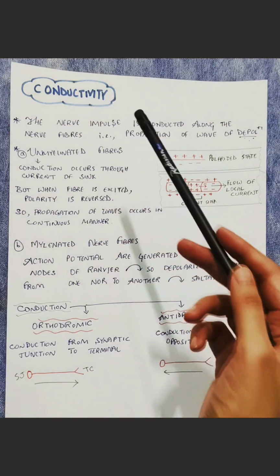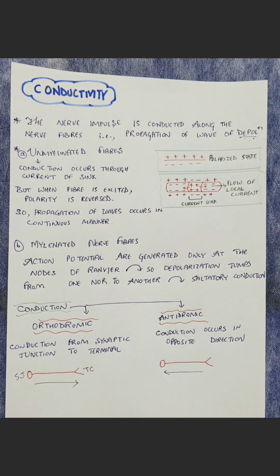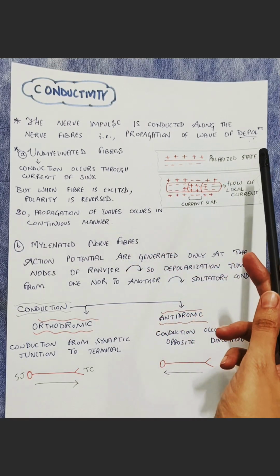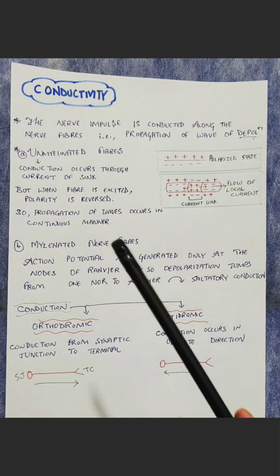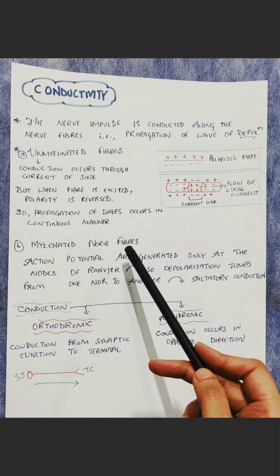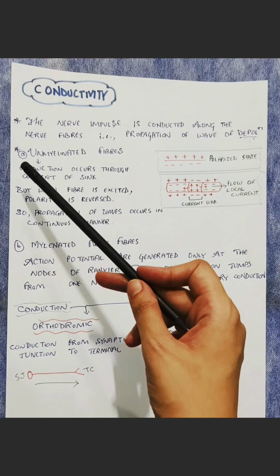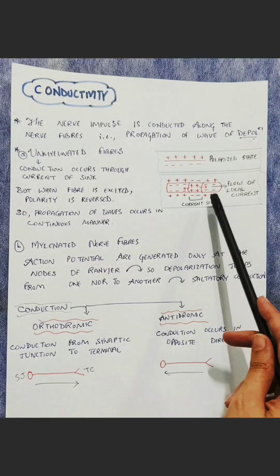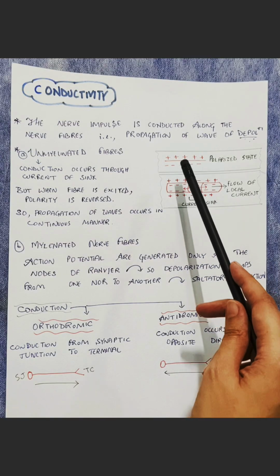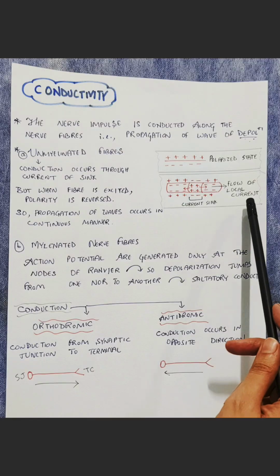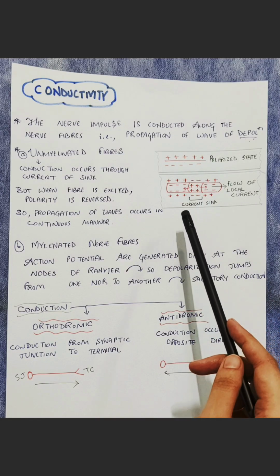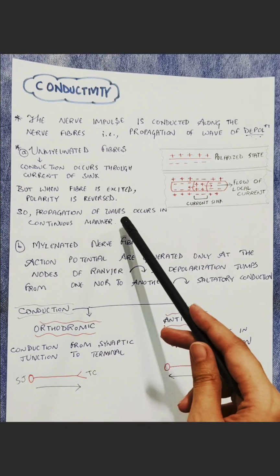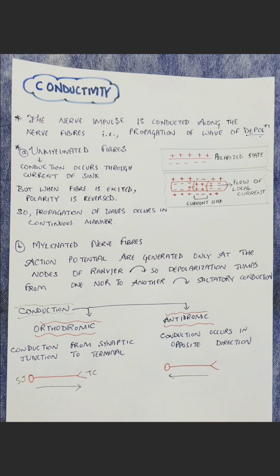Then we have conductivity. Now, when the nerve impulse is conducted along the nerve fibers, that is, the propagation of a wave of depolarization occurs. There are unmyelinated fibers and myelinated fibers, as we all know. So when we see in the unmyelinated fibers, the conduction occurs through current sink, as you can see here in the diagram. This is the normal polarized state, and here there is a current sink. But when the fiber is excited, the polarity is reversed and the propagation of waves occurs in a continuous manner.